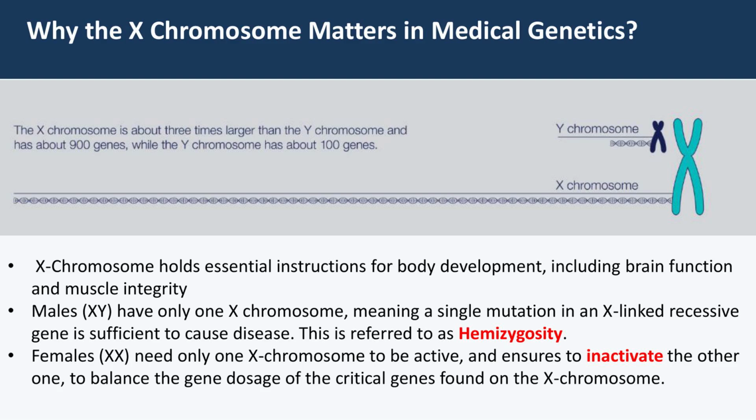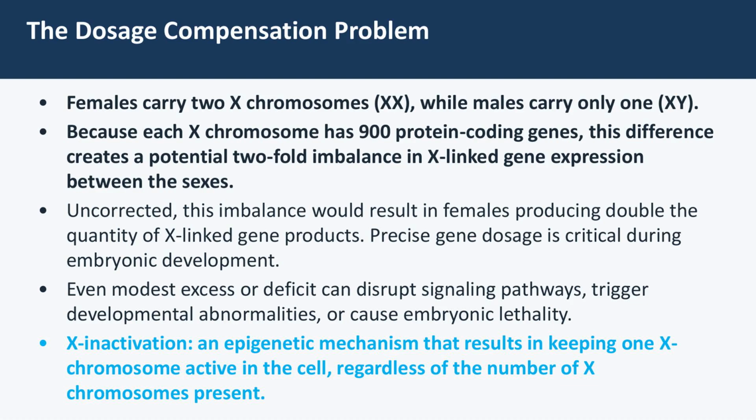The X chromosome is crucial for body development, with males having only one X, making them more susceptible to mutations. Females have two, but only one is active to balance gene dosage. Females have two X chromosomes, creating a potential imbalance in gene expression. X inactivation ensures only one X is active, maintaining balance and preventing developmental issues.